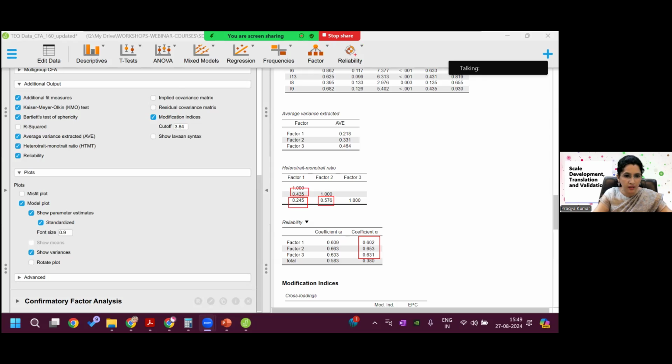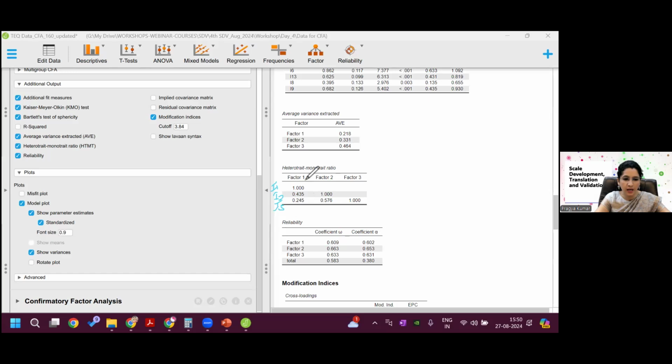Here you can imagine that something is written. Think that here it is factor 1, F1. This is F2. And this is F3. So this is between F1 and F3. This is between F2 and F1. And this 0.56 is between the others. So all the values are less than 0.85.